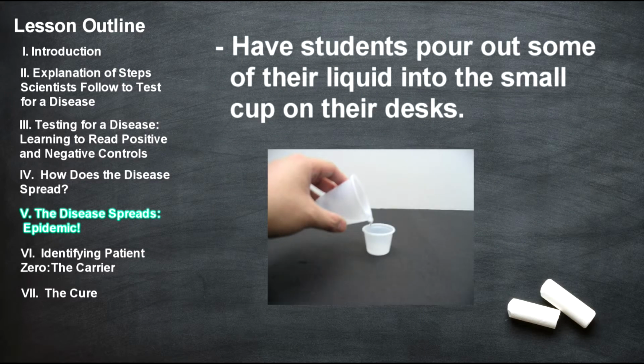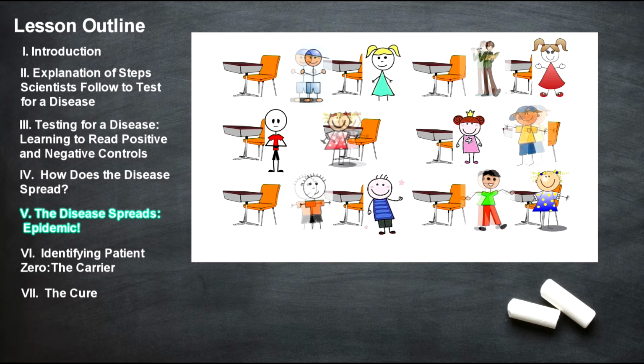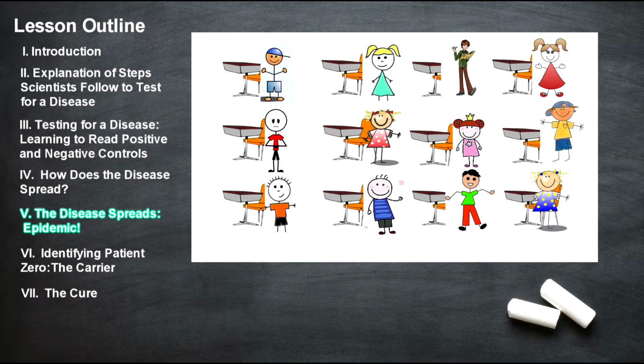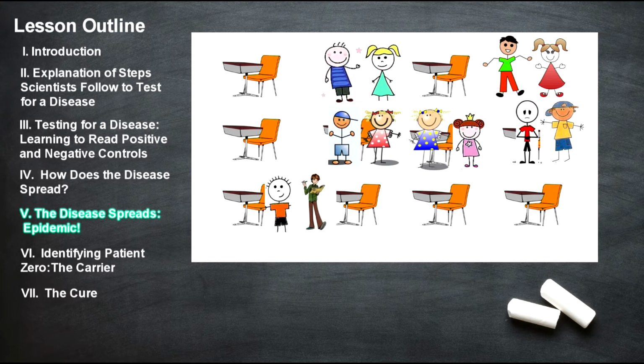Before exchanging, have the students pour out a small amount of their liquid into the 1-ounce cups on their desks. Have the students exchange the liquids in the same way they did in the previous part. First, have them exchange with their neighbor, and then have them exchange with 2 random people, preferably someone sitting far away. This prevents the disease from staying localized in one part of the classroom.